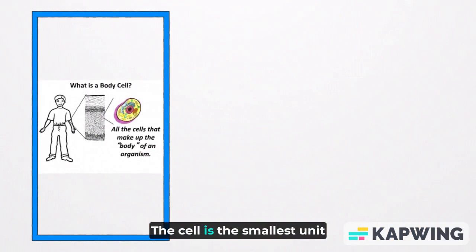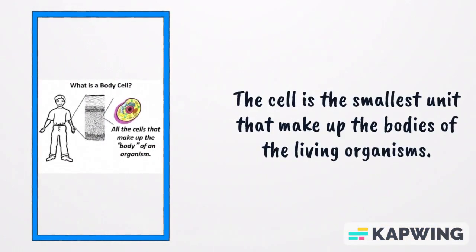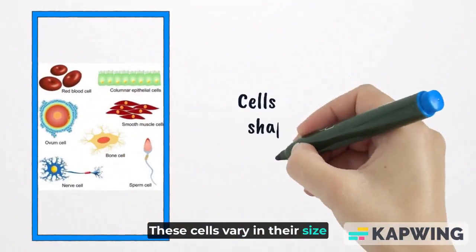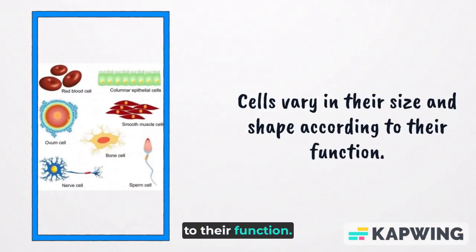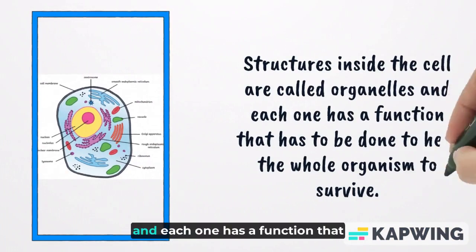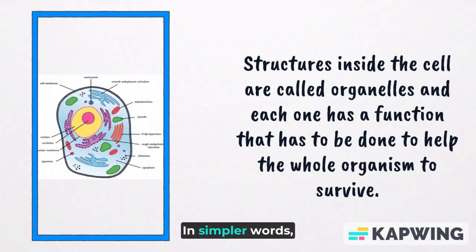The cell is the smallest unit that makes up the bodies of living organisms. These cells vary in their size and shape according to their function. Structures inside the cell are called organelles, and each one has a function that has to be done to help the whole organism to survive. In simpler words, your survival and body health depend on the functions done by your cell's organelles.